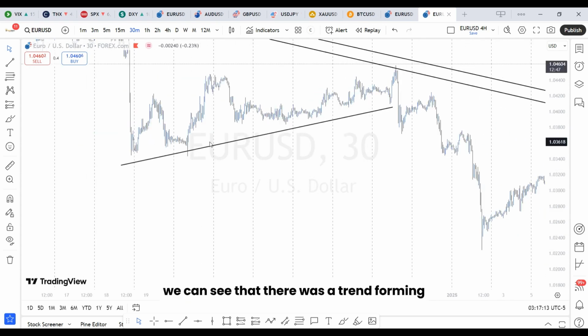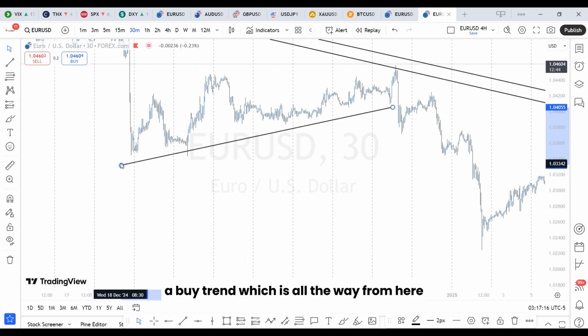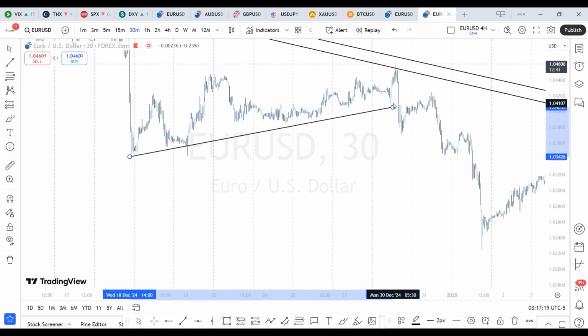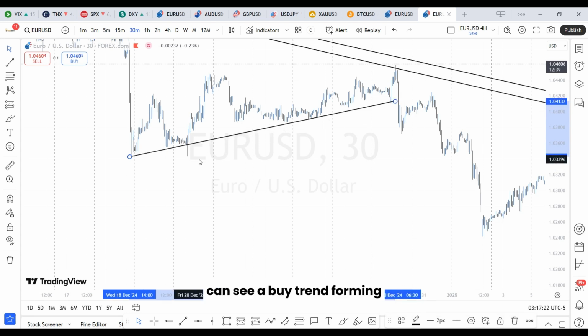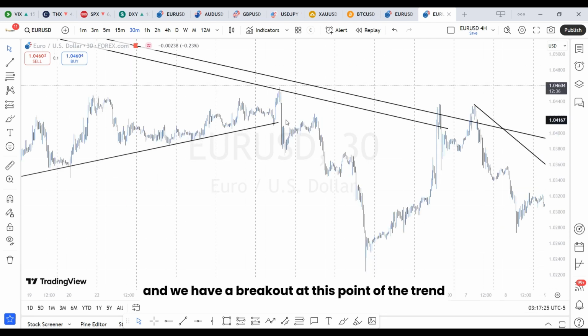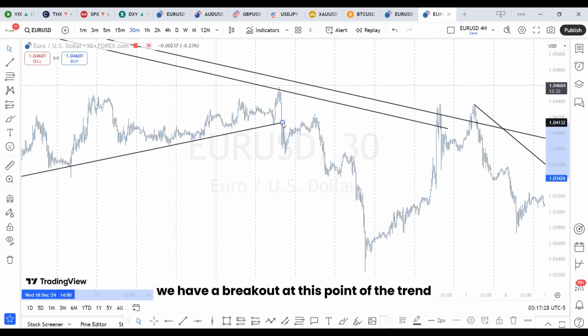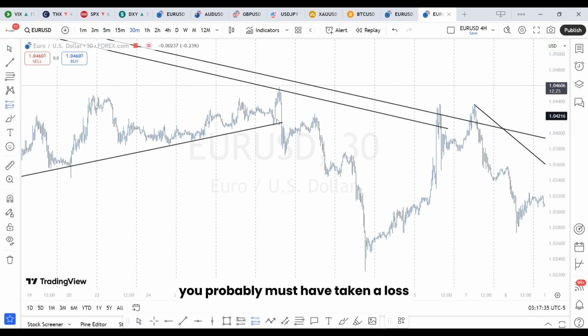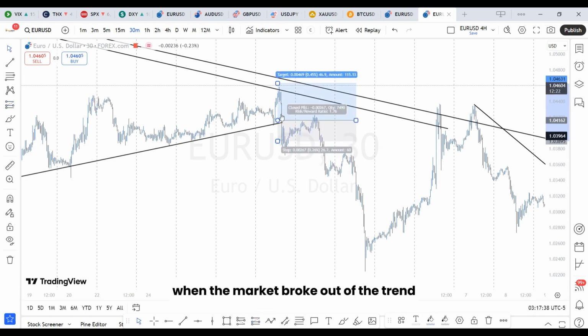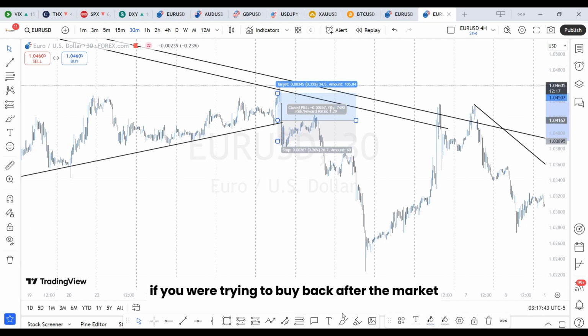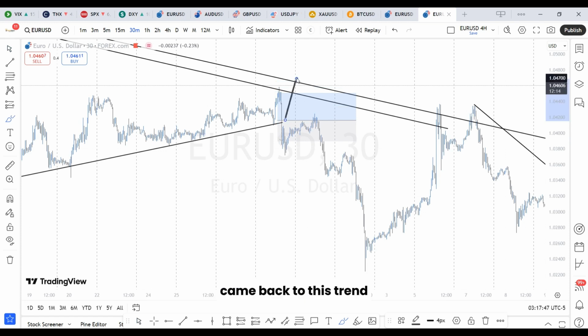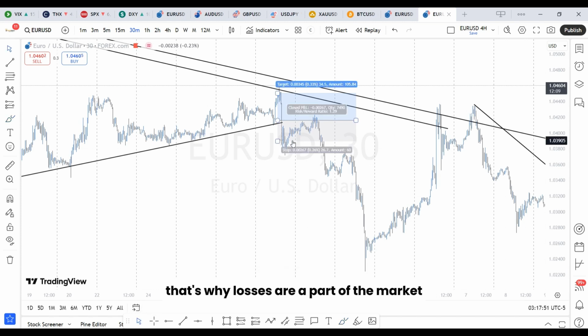So now for this example, we can see that there was a trend forming, a buy trend, which formed all the way from here to here. You can see a buy trend forming, and we have a breakout at this point of the trend. Market aggressively broke out. So if you had bought from here, at this time, you probably must have taken a loss when the market broke out of the trend. The market must have hit your stop loss. If you're trying to buy back after the market came back to this trend, you would have most likely taken a loss. That's why losses are a part of the market.